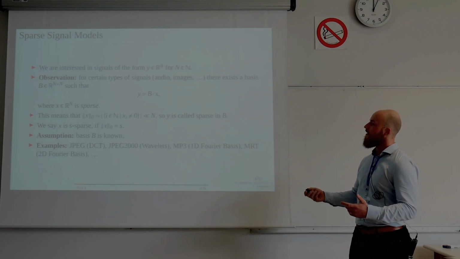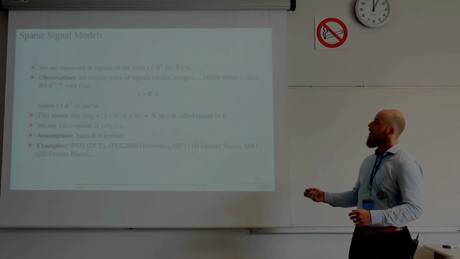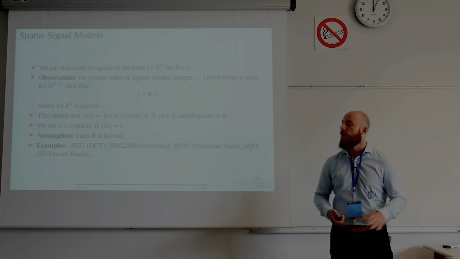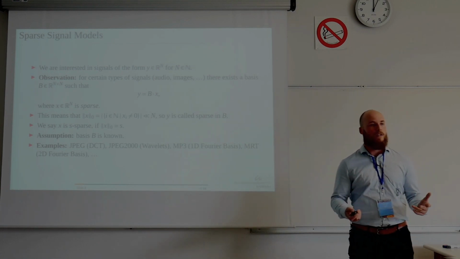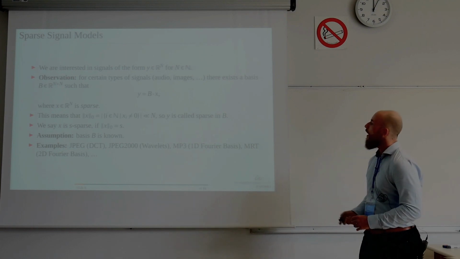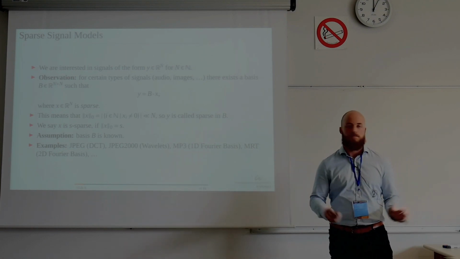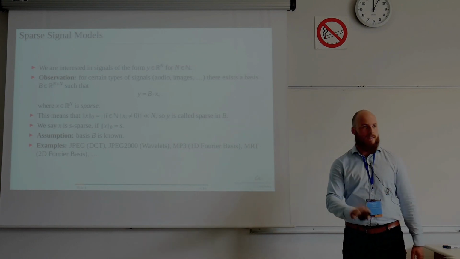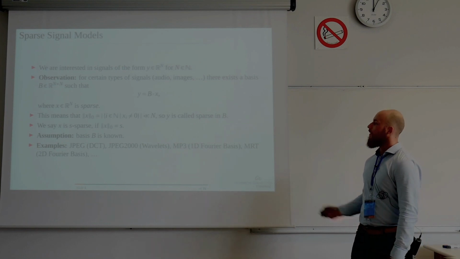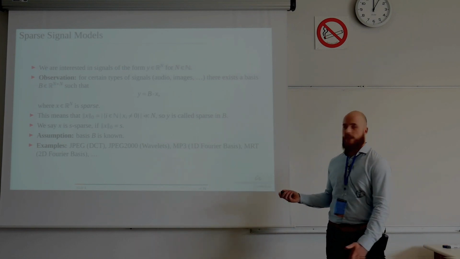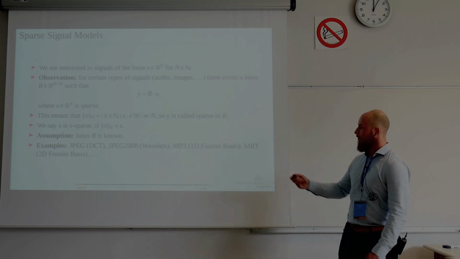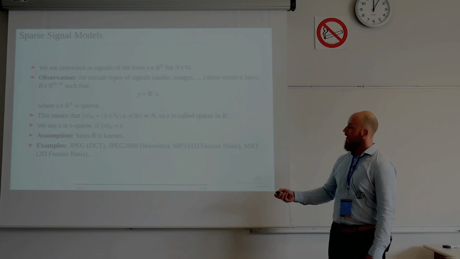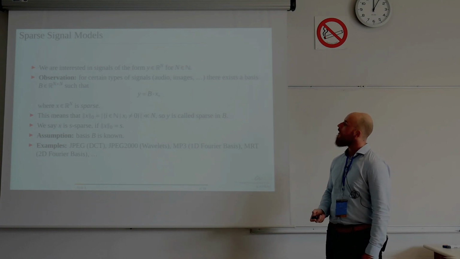So we say X is sparse, and we call it sparse if this quantity here, just counting the non-zero entries, is way smaller than n, the dimension of the signal. We also call Y sparse in B. And we say X is S-sparse if this L0 norm, which is not exactly a norm, obviously, is equal to S. We assume that the basis is known, and here are some examples, and also the application and the basis that is used.